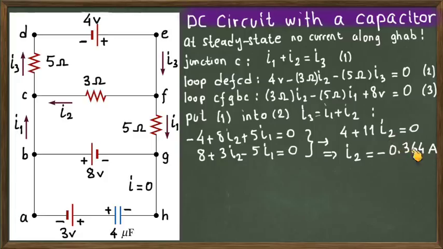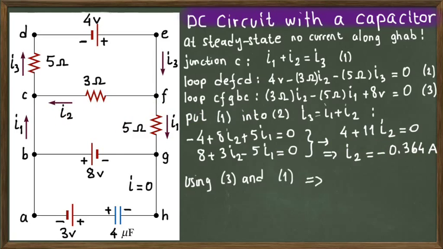which is minus 0.364 amperes. Since you find a negative quantity for I2, the direction that you initially set up for I2 will be reversed. So the actual direction for I2, the current between C and F, will be from C to F, not from F to C, which you initially chose for I2. But the value, the strength of the current, will be the same.